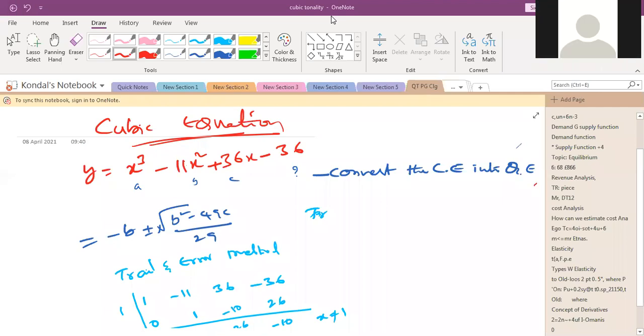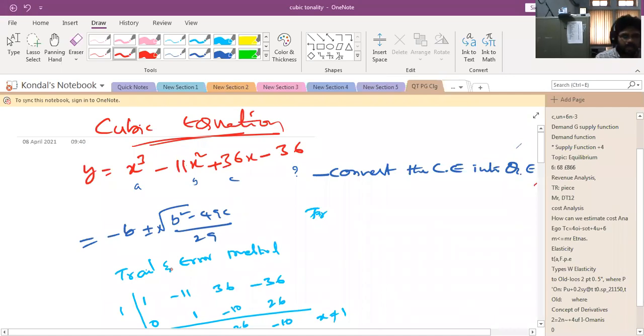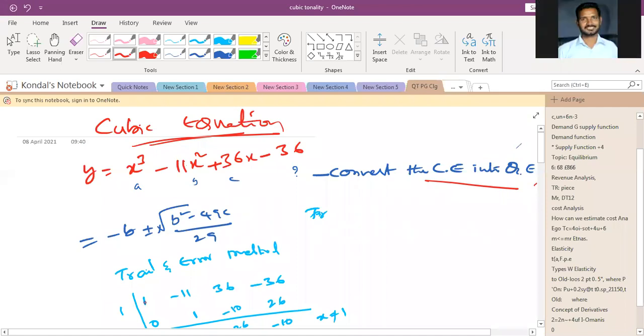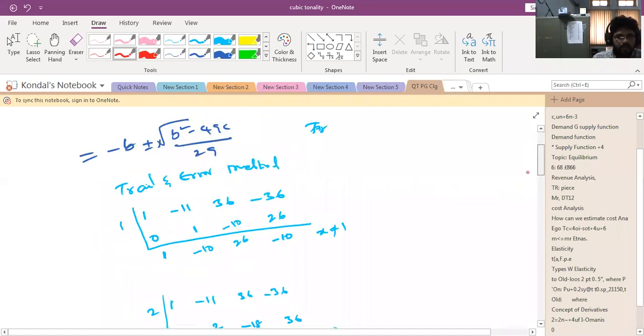Sir, the trial and error method. Yeah, see here. So this is the trial and error method. In order to convert the cubic equation to a quadratic equation, we can use the trial and error method. What is the x value? Only 1, so here we have taken 1. Here I have taken minus 11, and here the value is 36, so I have taken minus 36. So I should multiply with 1.